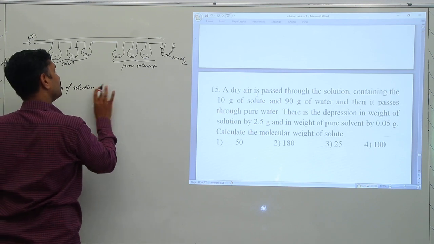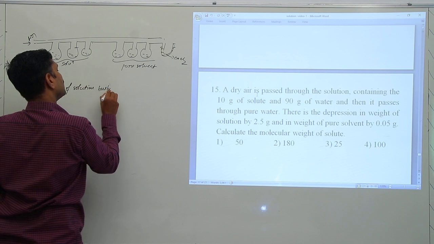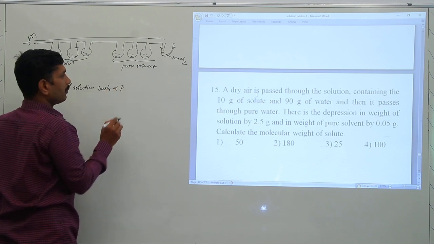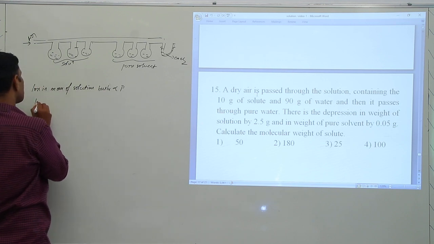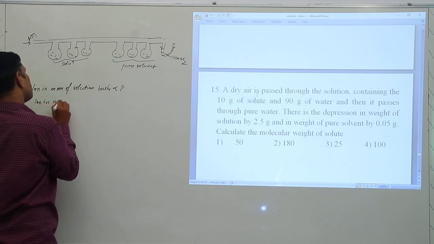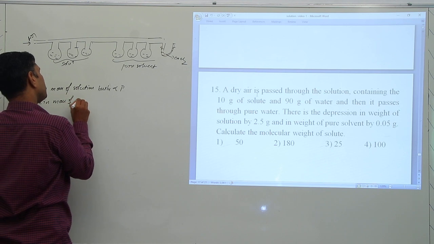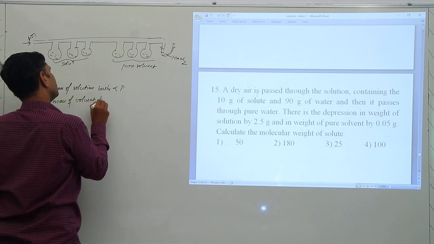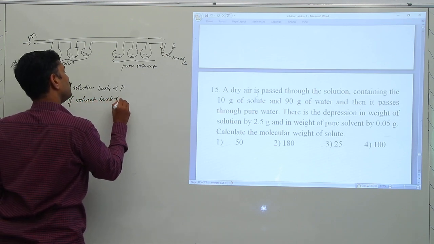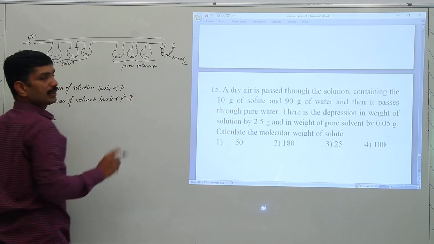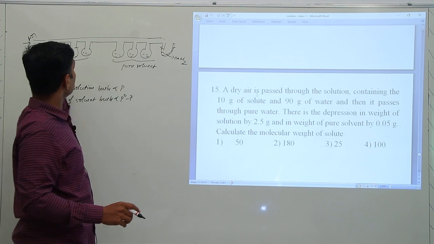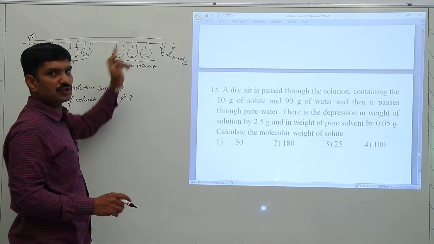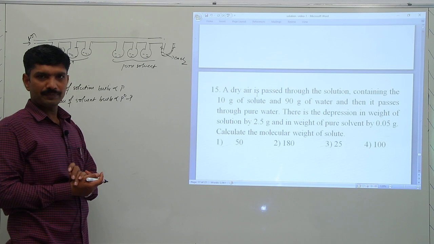Okay, the solution bulbs' loss in mass is directly proportional to P. Similarly, the loss in mass of the solvent bulbs is proportional to P naught minus P, where P naught is the vapor pressure of the pure solvent, because air is first passed through the solution, then passed into the pure solvent. That's the P naught minus P.